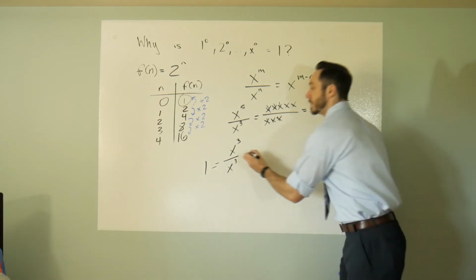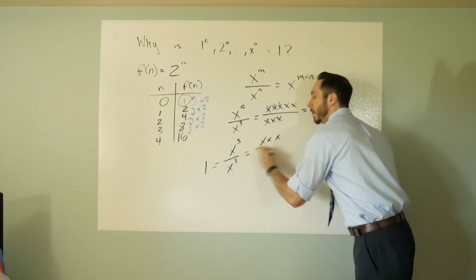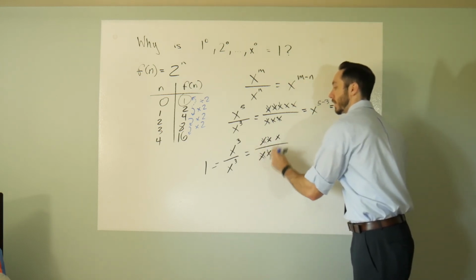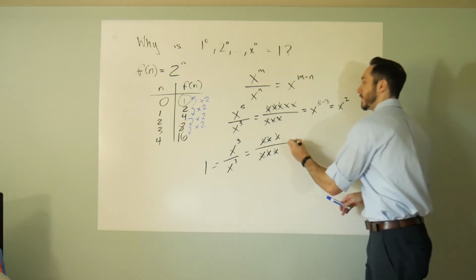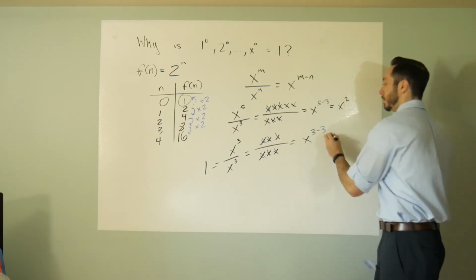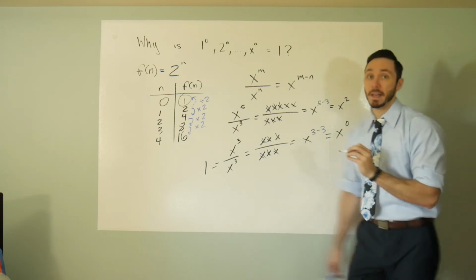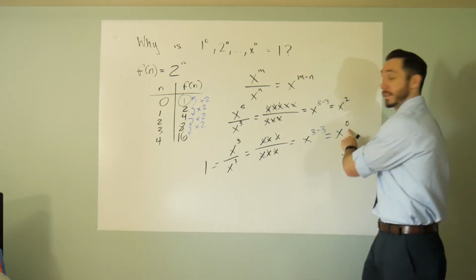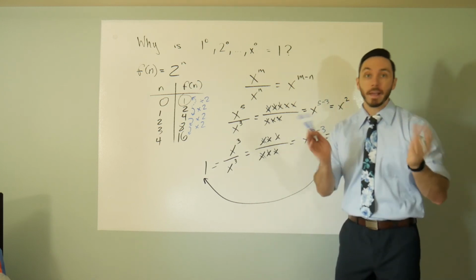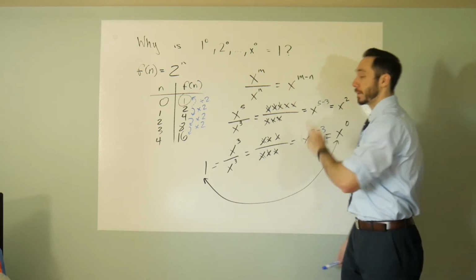We know that this is 3 x's up top, 3 x's down below. Cancel, cancel, cancel, cancel, cancel, cancel. This is the same thing as x to the 3 minus 3, which is x to the 0. So really just any number that isn't 0 raised to the 0th power, and would you look at that, anything but 0 raised to the 0th power is 1.